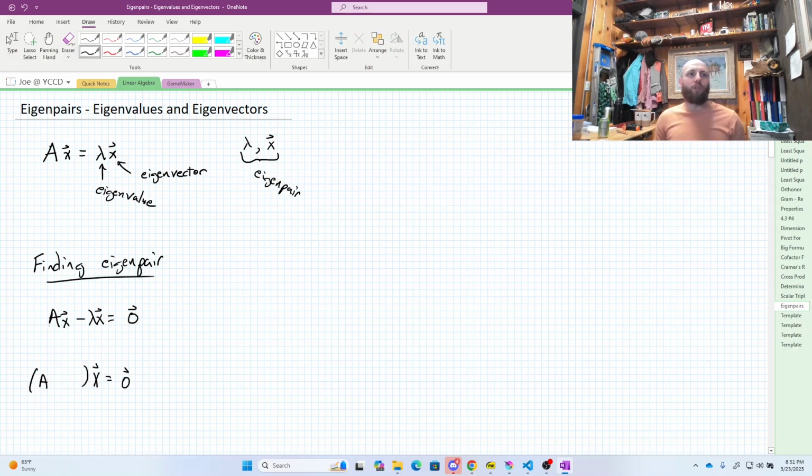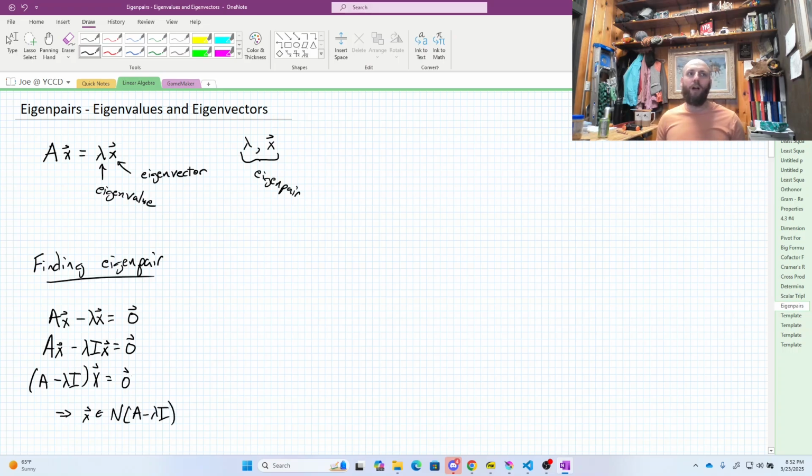And I'm going to rewrite this equation one more time. I'm going to rewrite this as Ax minus lambda Ix equals 0. And then when I factor that x out, I'm going to get A minus lambda I. And now, because these are both matrices, I can actually do this calculation. So looking at this, what this means is that x is in the null space of A minus lambda I.